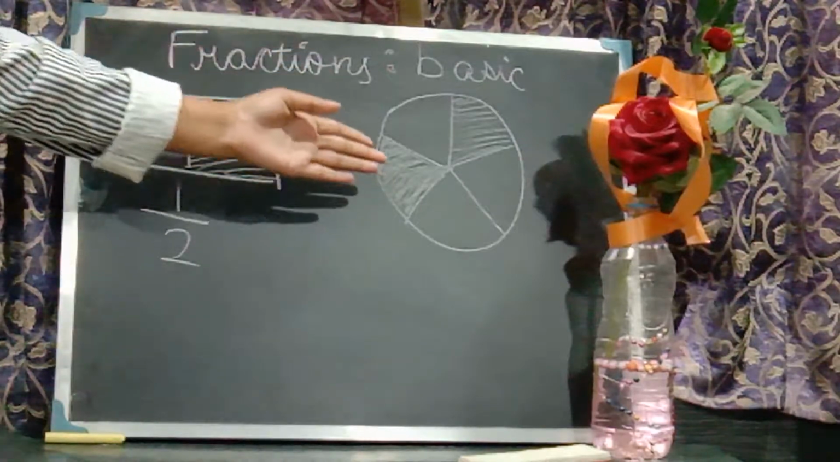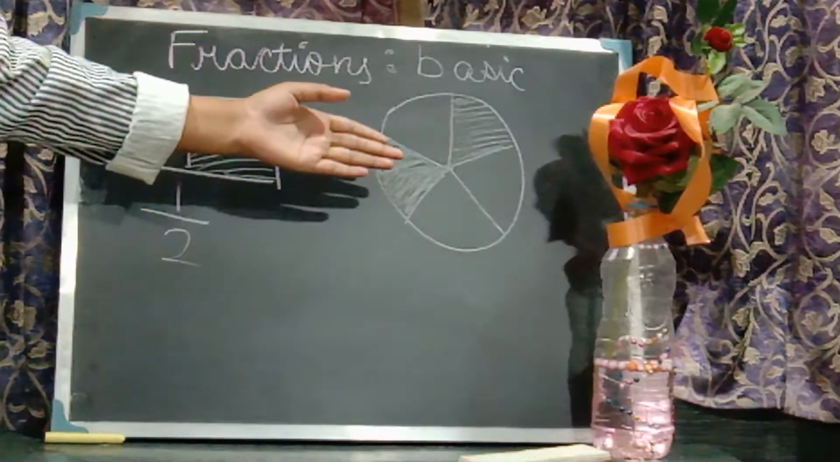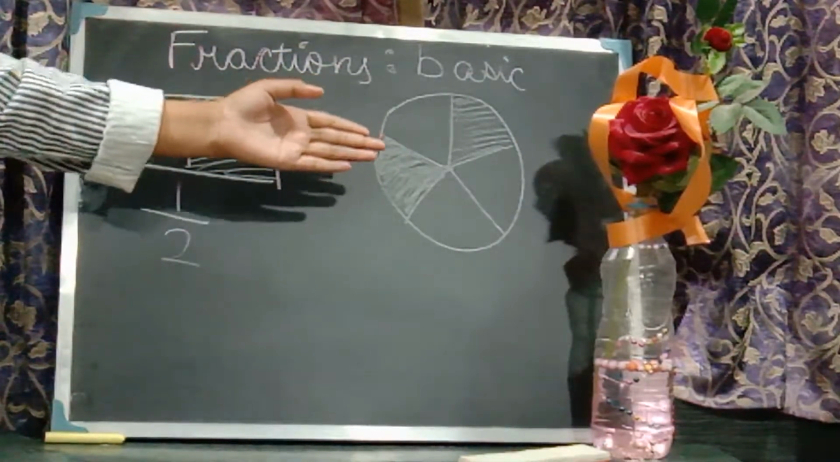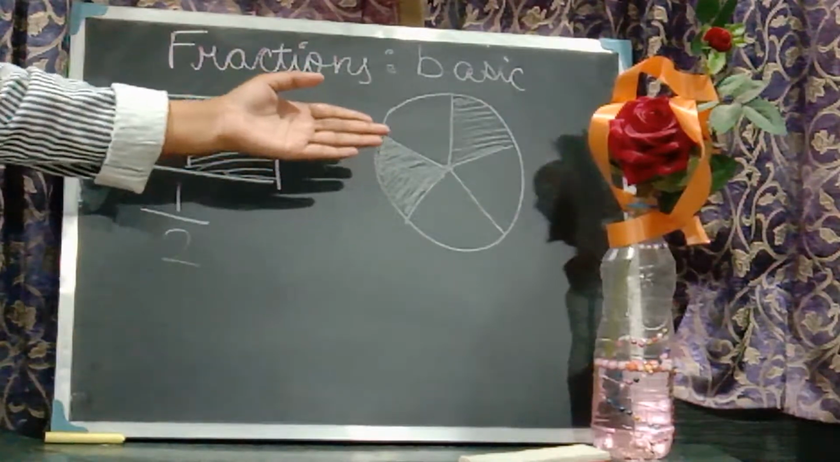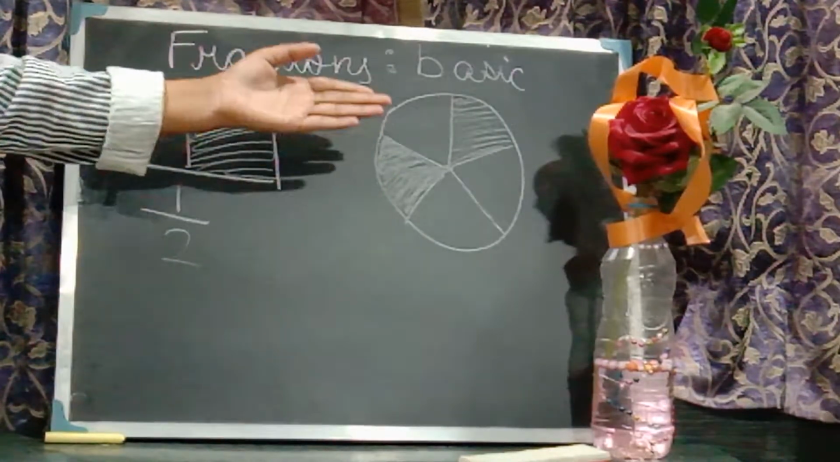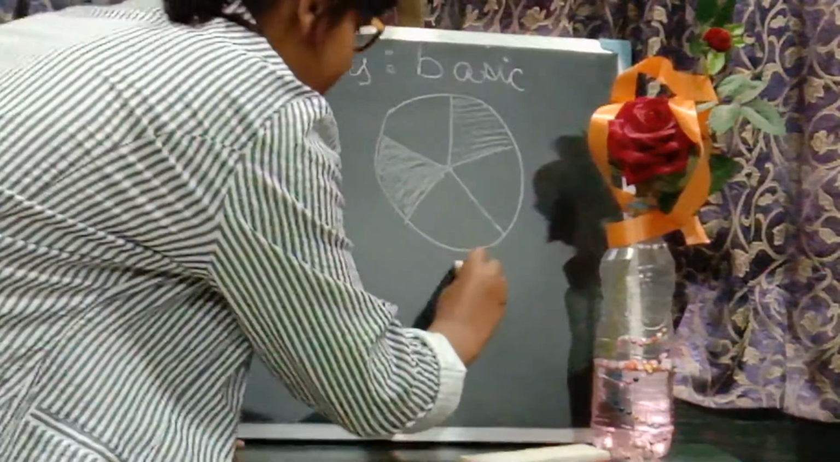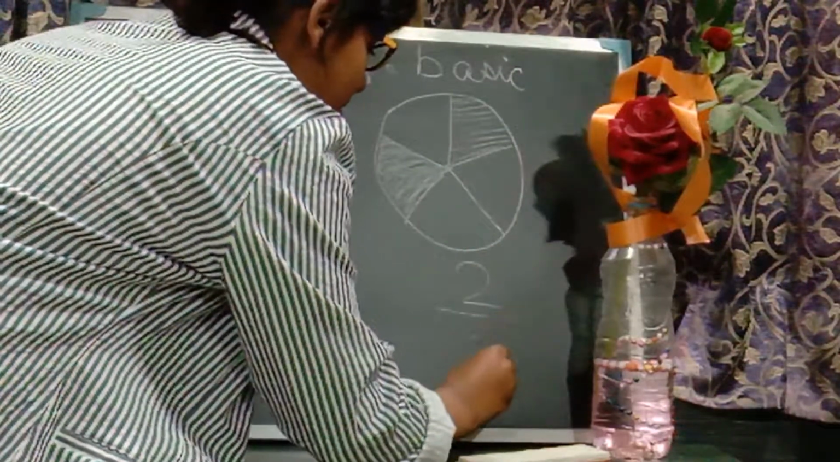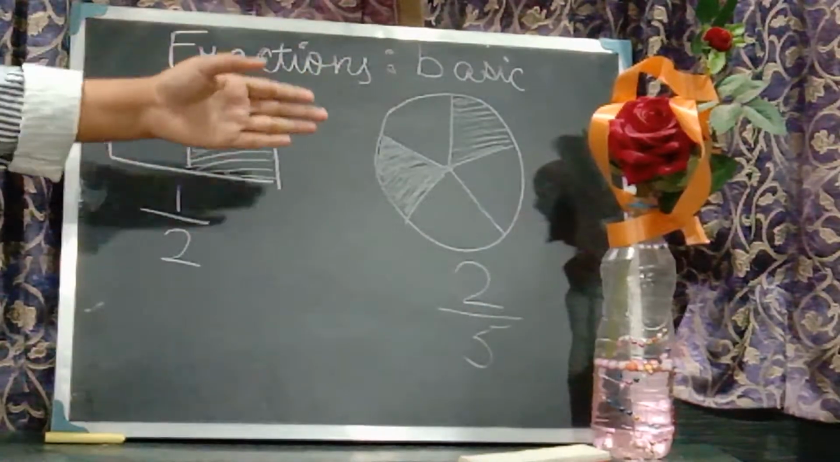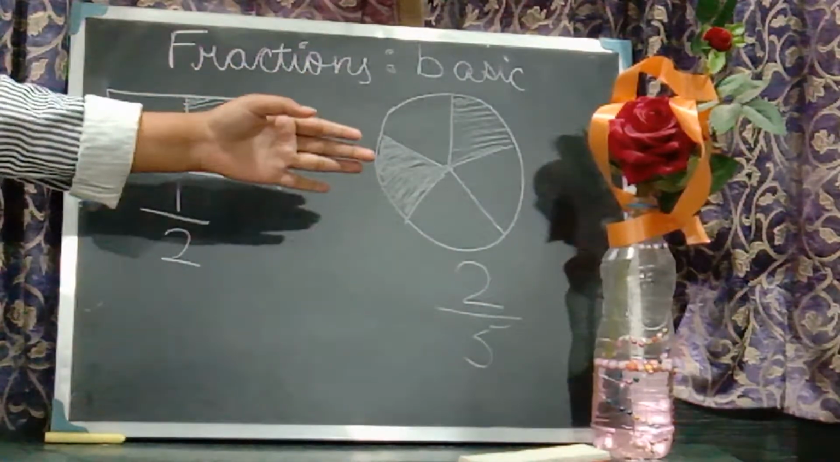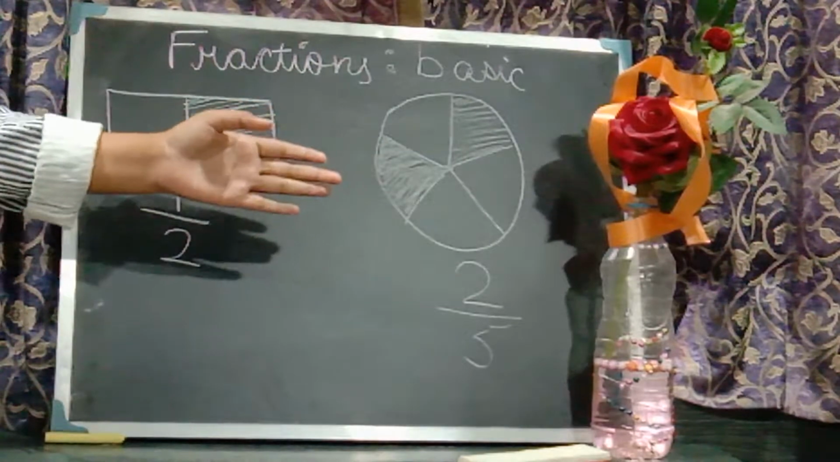In the next figure, two parts out of 5 equal parts have been shaded. The shaded part is 2/5 of the whole. It is represented by 2/5. That means 2/5 of the whole.